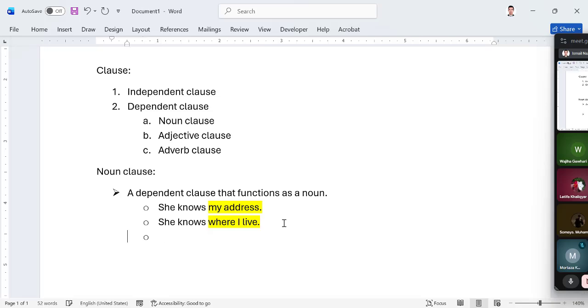Or if I say another sentence, they know, or they believe in him.